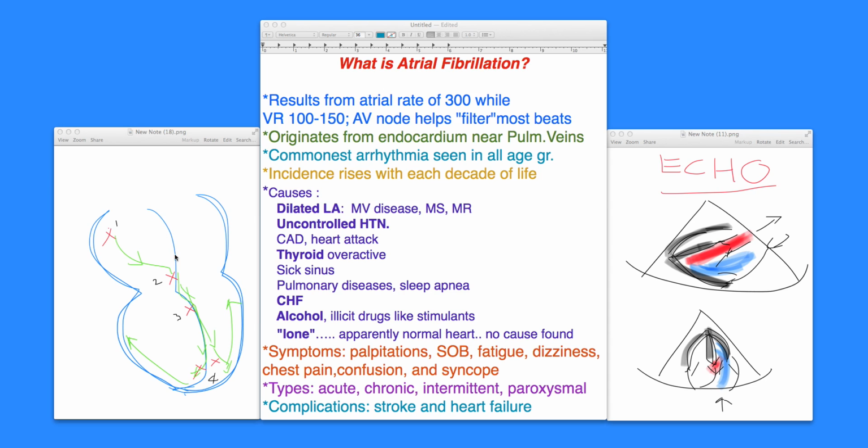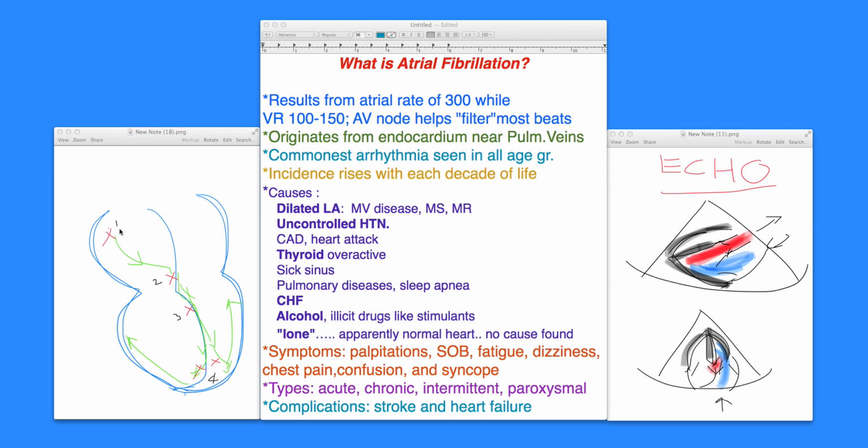But the ventricular rate, as it traverses from the atrioventricular node, which is point 2, slows down to about 100 to 150. So the atrial rate is about 300 and over, and the ventricular rate is about 100 to 150. Still not normal. The normal ventricular rate is about 70 to 80, because that's what the normal heartbeat or pulse is, 70 to 80.